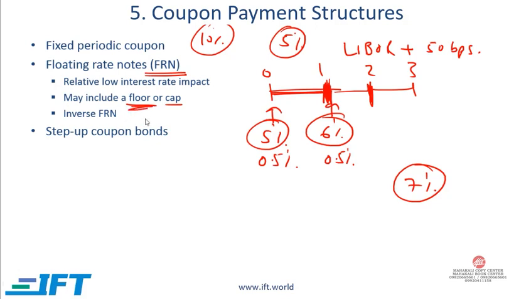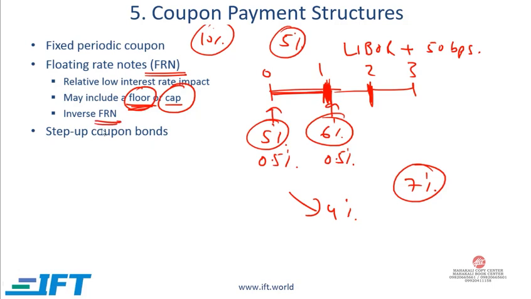A floor means that this is the minimum amount that the issuer will pay. If LIBOR keeps going down and a floor is set at 4%, this means that no matter how low the interest rates might go, the issuer will pay the investor 4%. Note that a cap is good for the issuer and a floor is good for the investor.